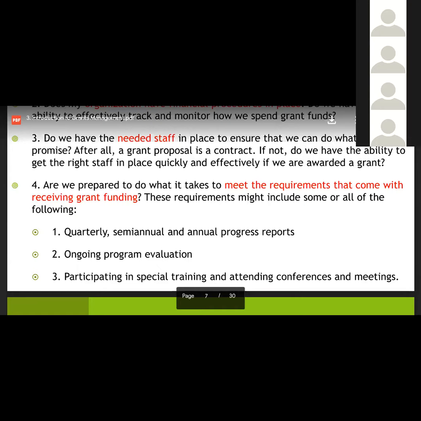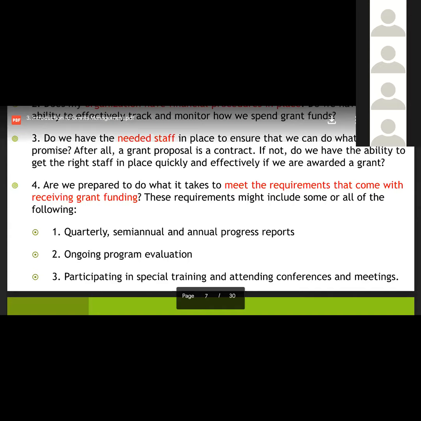One is quarterly, semi-annual or annual progress reports, because nobody will give you grant funding if you are not able to give progress reports. And this could be quarterly, semi-annually, annual, or even monthly progress reports. And again, are you able to do ongoing program evaluation? Ensuring that as the program is being implemented, you are able to do ongoing progress reports as expected. This is very, very critical to make sure that we achieve as much as possible.